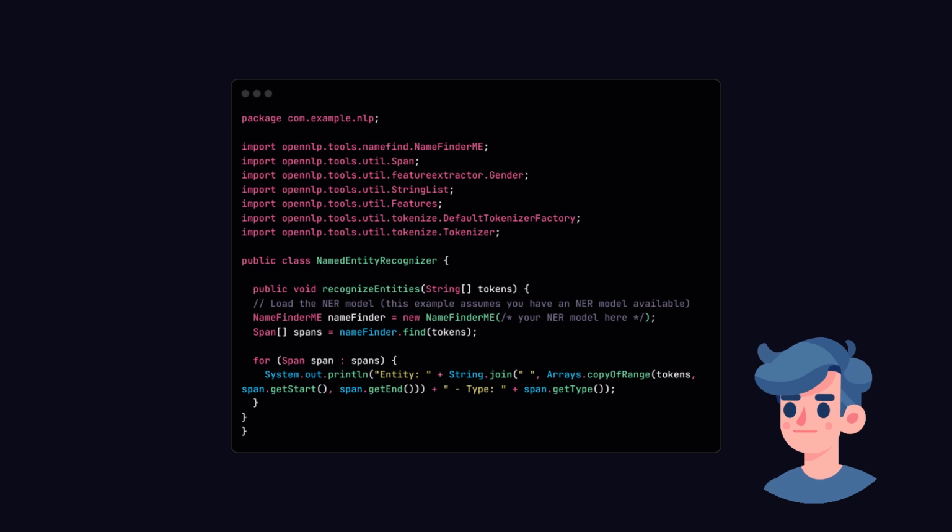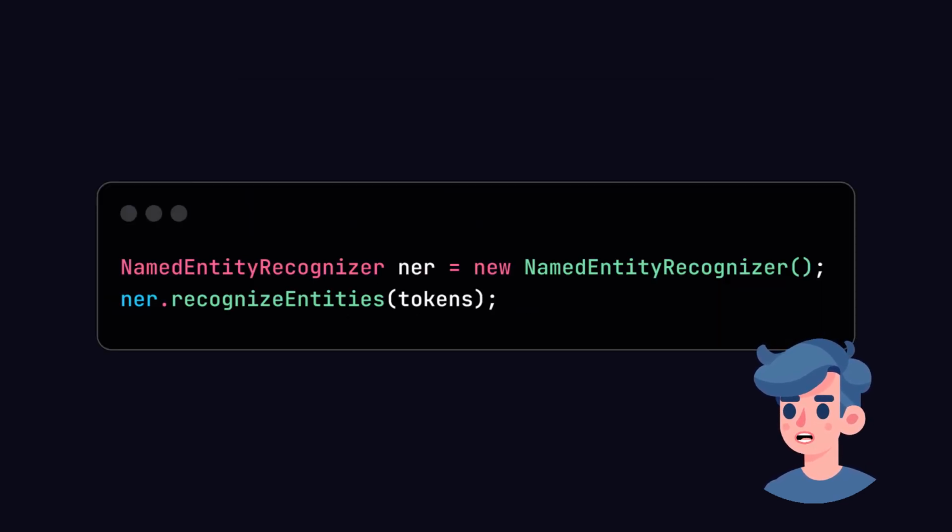The next step in our NLP pipeline is named entity recognition, or NER for short. We will use Apache OpenNLP for this task. To get started, we need to load a pre-trained NER model. We will create another class named NamedEntityRecognizer. In this class, we create a method that recognizes named entities in our tokenized input.